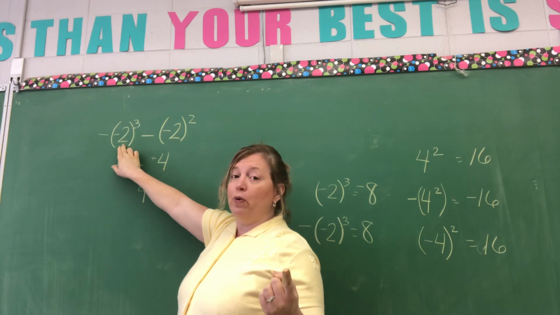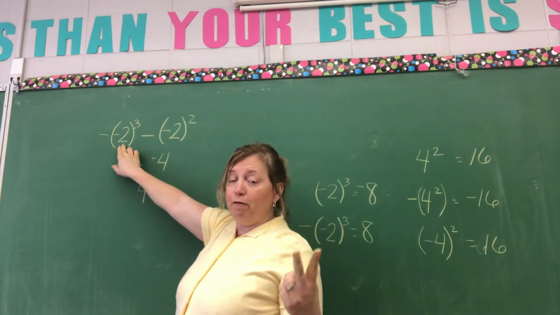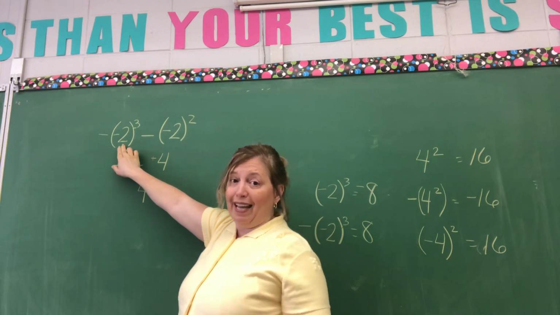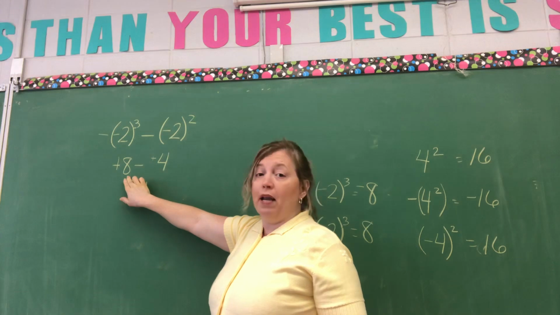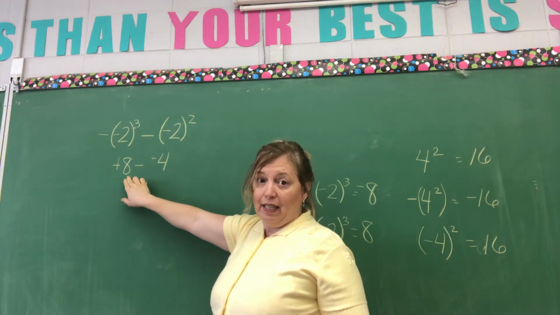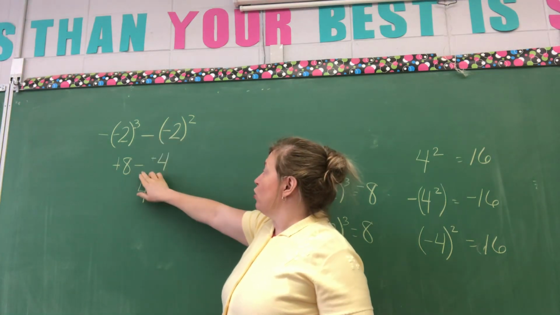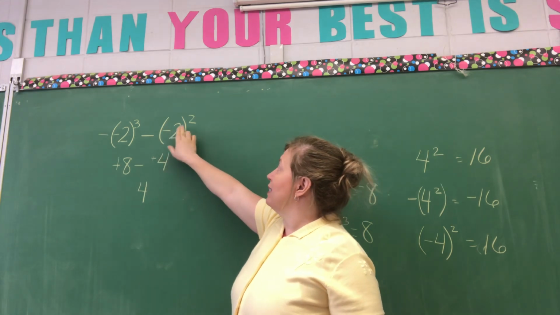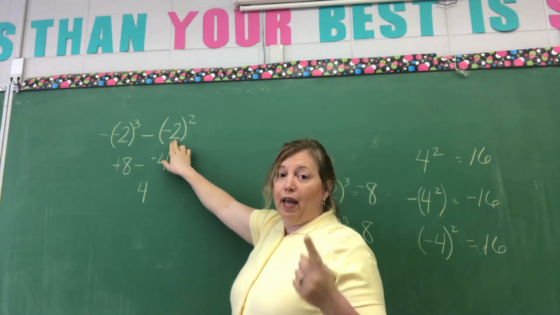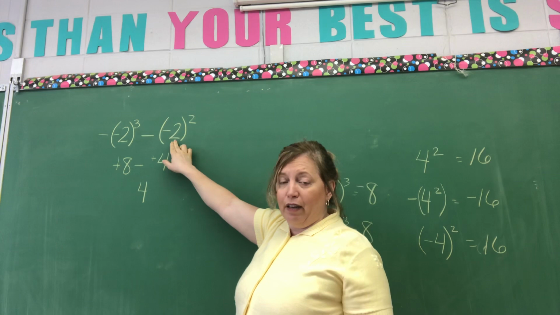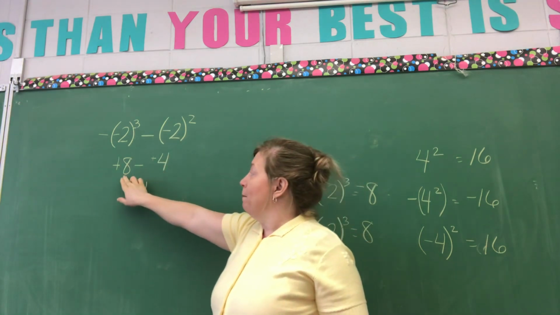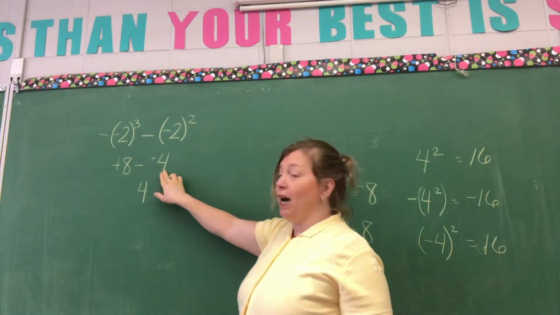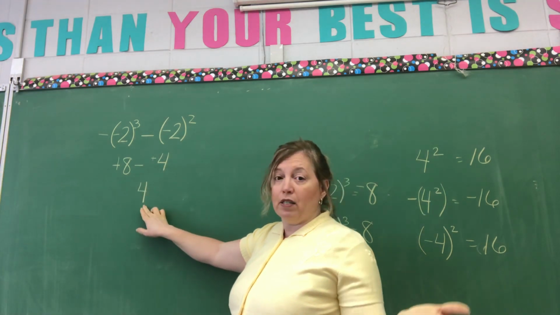So negative 2 times negative 2 is a positive 4. Positive 4 times negative 2 is negative 8. But we want the opposite of that, so this becomes a positive 8. Now, we're going to subtract, and then we're going to go over here and say, what's the square of negative 2? Well, negative 2 times negative 2 is a positive 4. So, positive 8 minus a positive 4 is a positive 4.